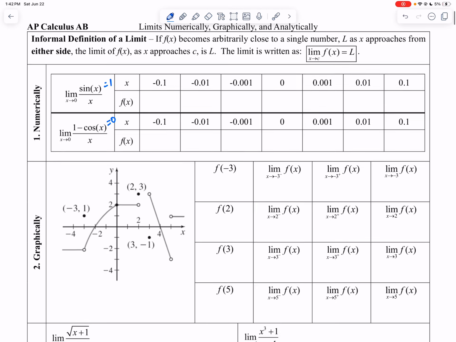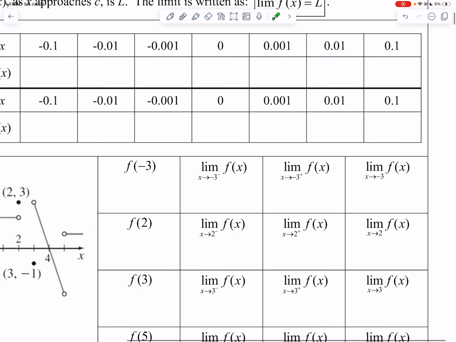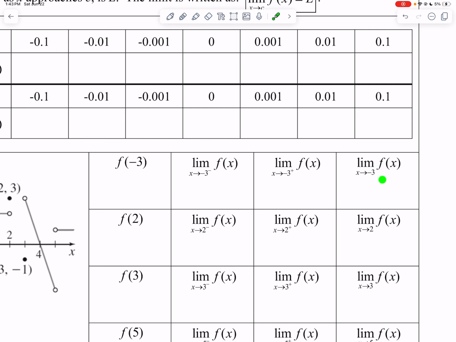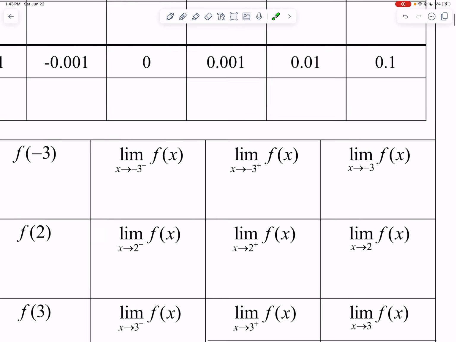Now, graphically, we're going to be doing the same thing, just looking at the graph and seeing how it approaches from the left side, the right side, and from either side. Remember that here, this means that we are approaching negative 3 from either side, so from the left and the right. Meaning that if I have a two-sided limit like this, I want to make sure that my left-sided limit and my right-sided limit approach the same number.